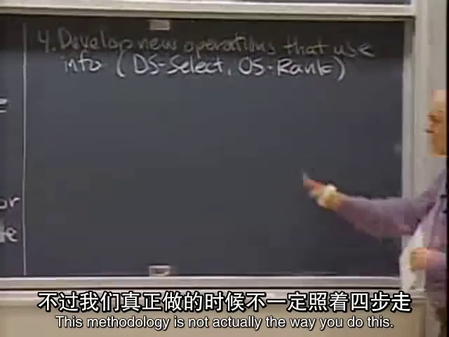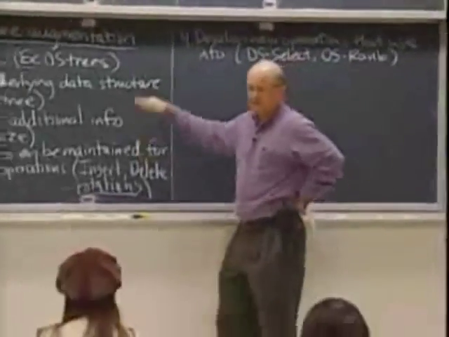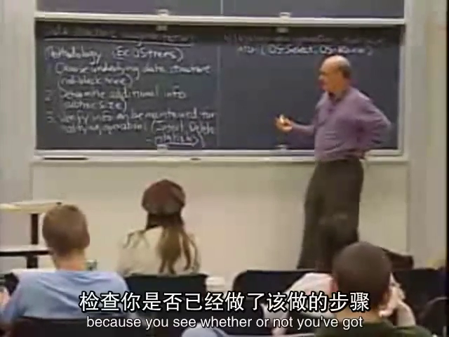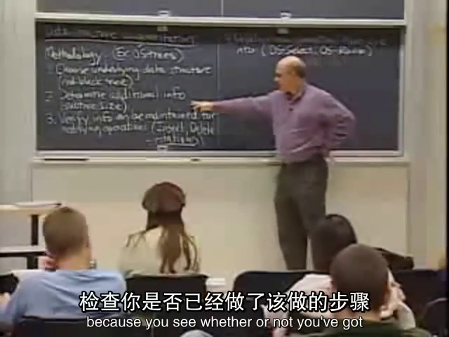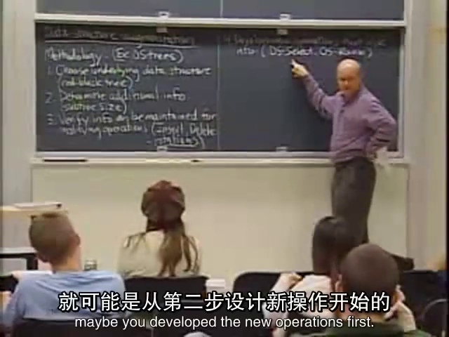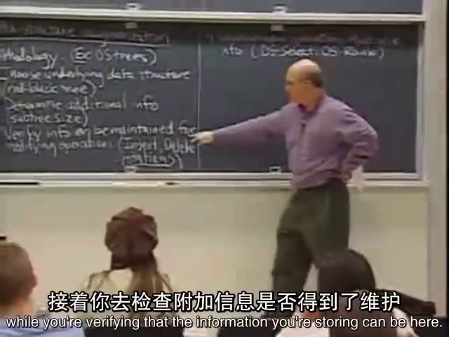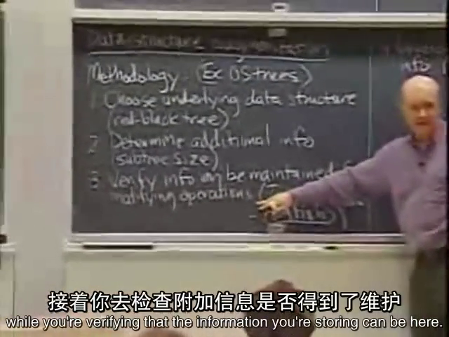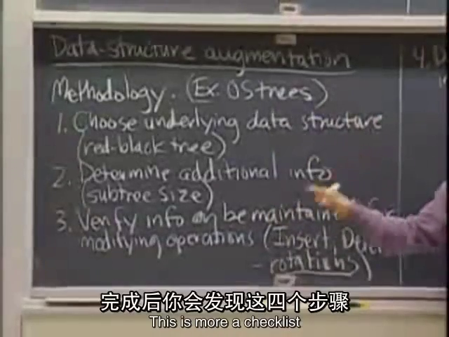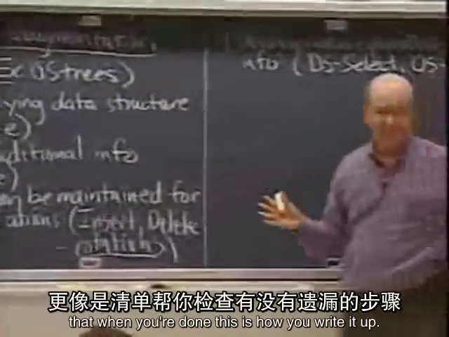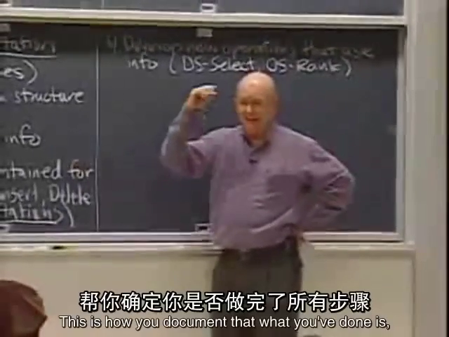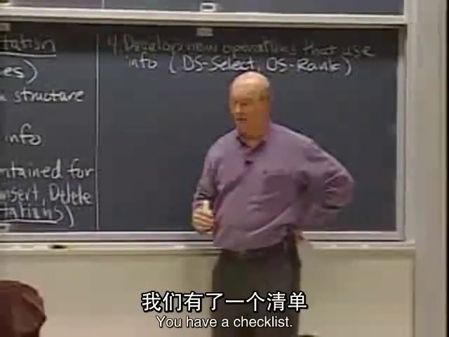So this methodology is not actually the way you do this. This is more like a checklist. When you're actually doing this, maybe you develop the new operations first. You've got to keep in mind the new operations while you're verifying that the information you're storing can be maintained. Maybe you then go back and change this, and you sort of sort through it. This is more a checklist for when you're done, this is how you write it up, how you document that what you've done is in fact a good thing.